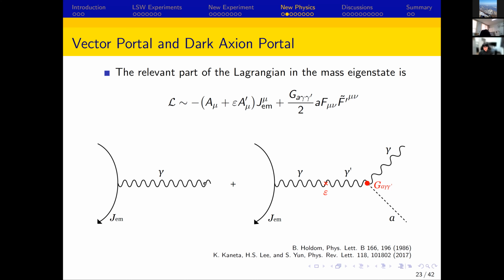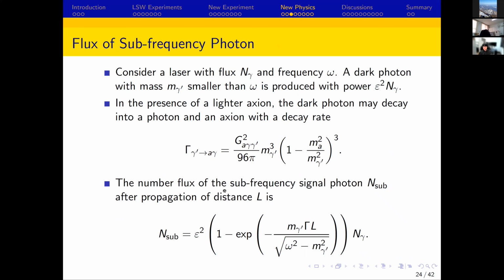Let me show some detailed calculation. So consider a laser with flux gamma and frequency omega. Then a dark photon with mass smaller than omega is produced with power epsilon squared gamma. Then, in the presence of the light axion, the dark photon may decay into a photon and an axion with a decay rate given like this. And so the number flux of the sub-frequency signal photon after propagation of distance L is given like this.